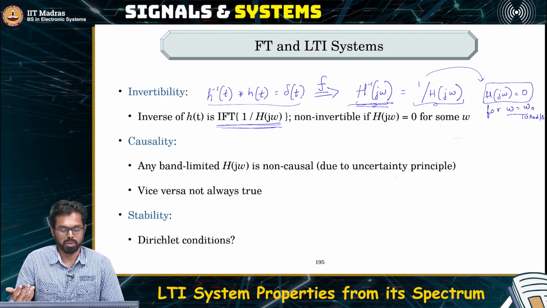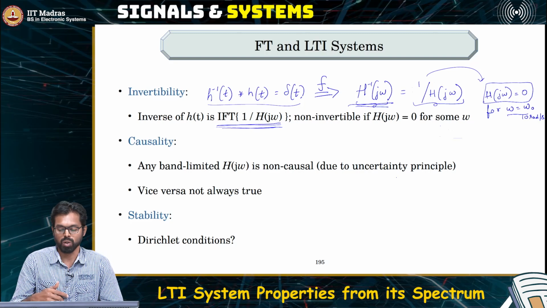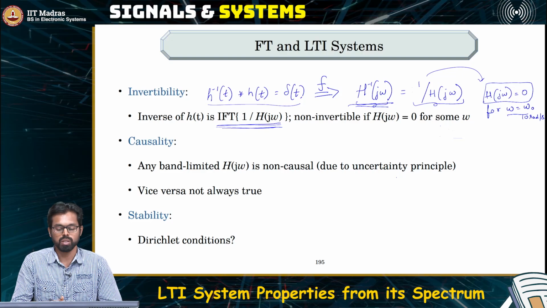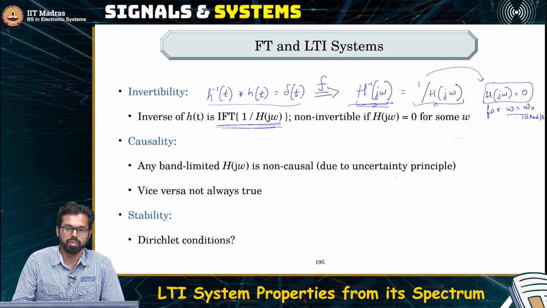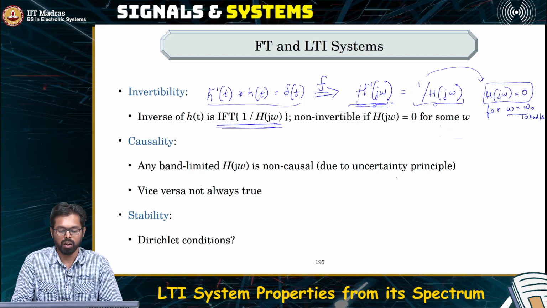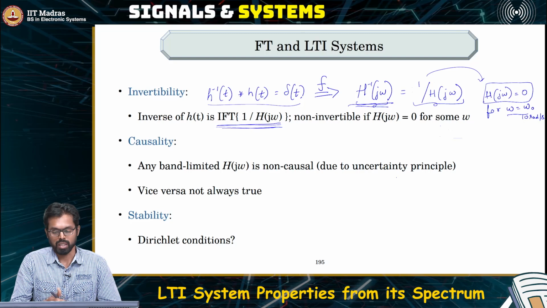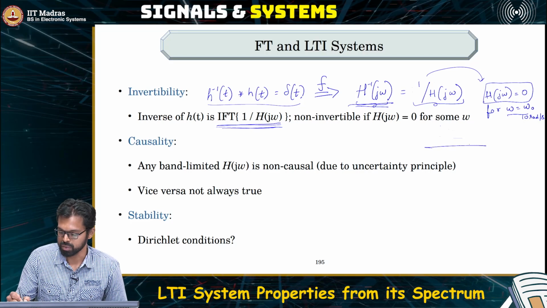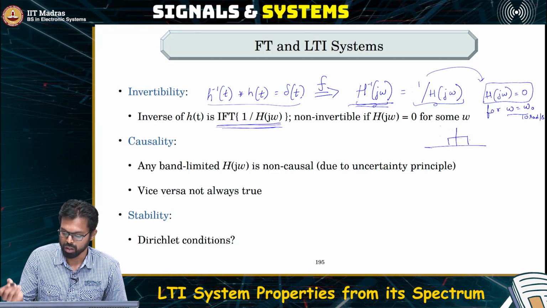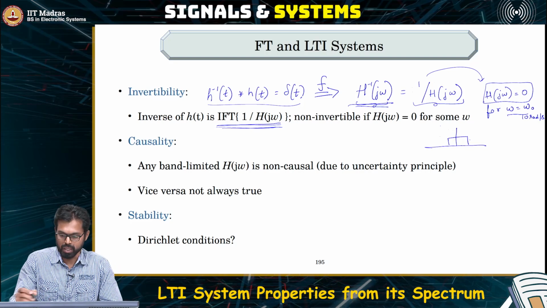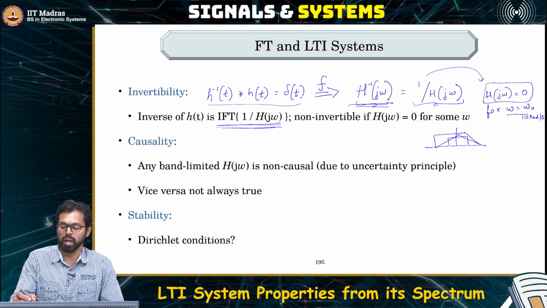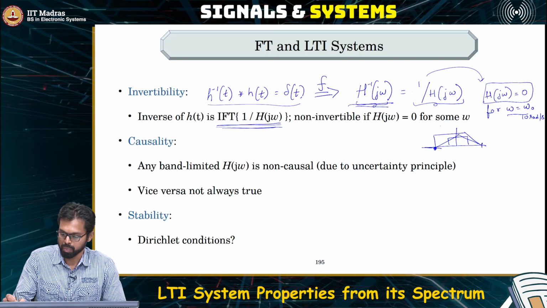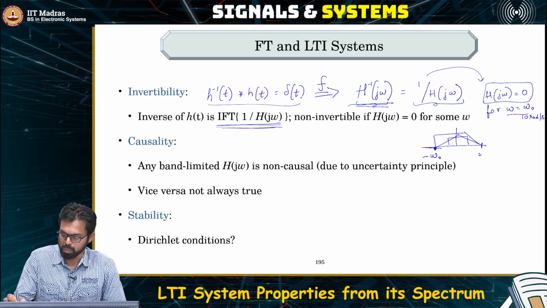If the impulse response is given, you know exactly how to find the causality. The impulse response should be 0 for all negative values of time, and that simply means causality. What if the spectrum alone is given? A very simple notion is that if the spectrum is band limited like this, or something like this, or something like this, all these are band limited, within some minus omega naught to some plus omega 1.